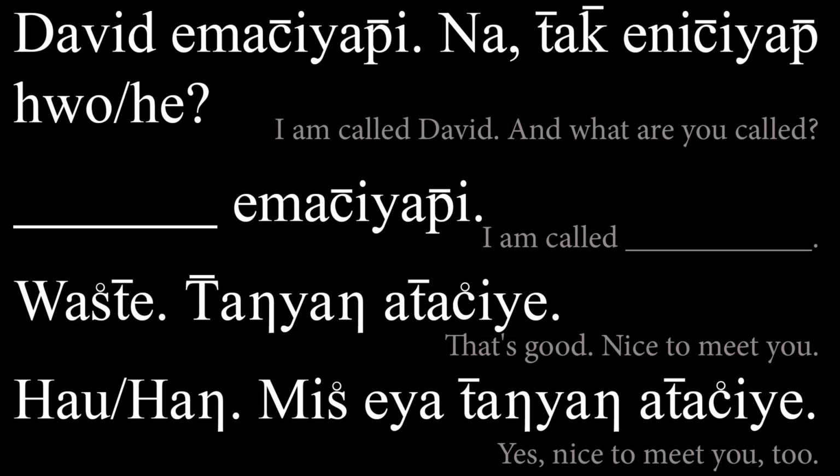Repeat after me, please. Washte. Danyan. Atachie. Okay? Really practice that danyan because you're going to use that a lot. And washte too. Now, sometimes you'll hear people say washte. This is incorrect. We do not have the A sound in Lakota. It's washte. Danyan. Atachie. Really try to say it as closely as you can to the way I do.